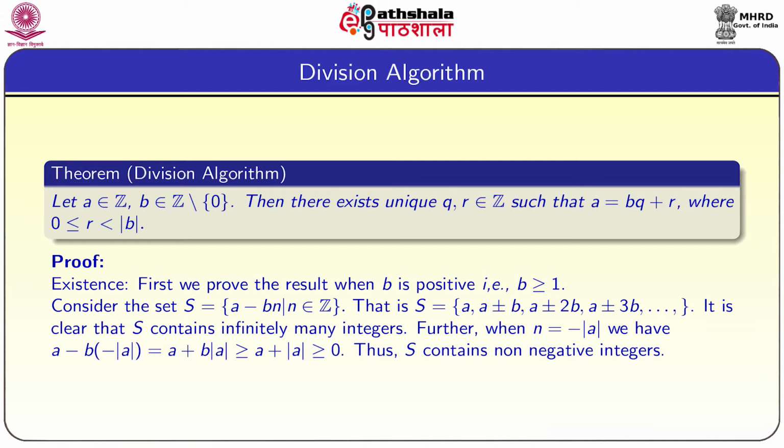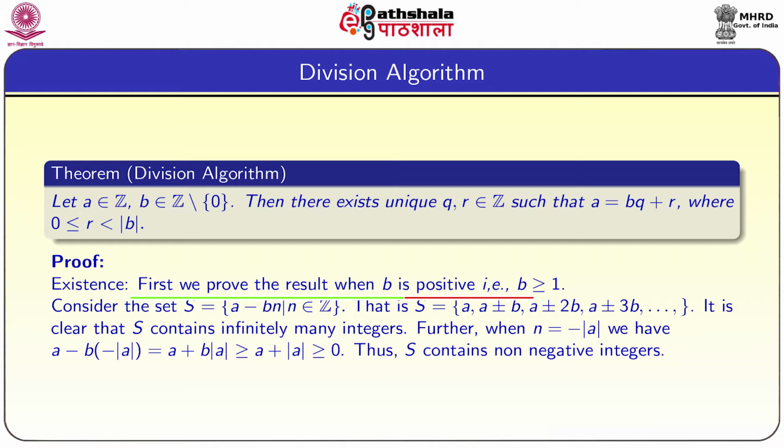If you look at the statement, the hypothesis is very simple. We are just giving two integers a and b not equal to 0, then the rest follows, that is, there exist unique integers q, r satisfying a is equal to b q plus r and 0 is less than or equal to r is less than mod b. So, we will see the proof of this one. First we will see the existence.